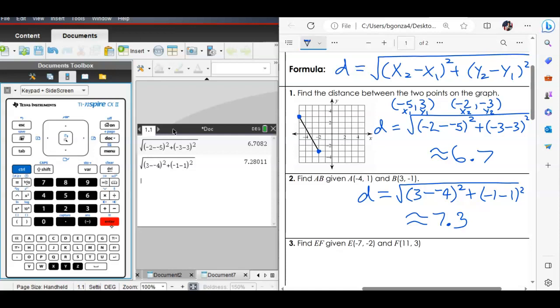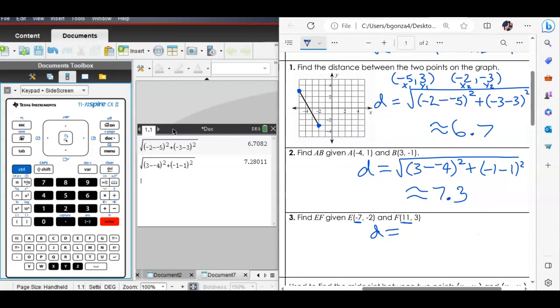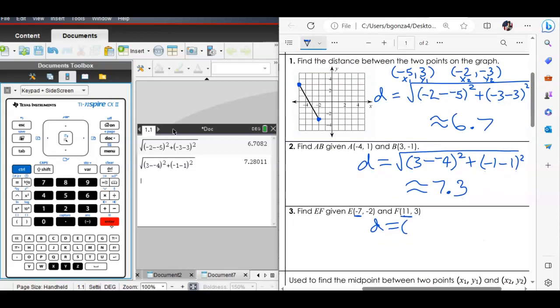All right, you should have done it, hopefully, already. So distance, again, x2 is this one, minus x1 is this one. So can't forget the big old square root. 11 minus negative 7 squared plus y2 minus y1 is 3 minus negative 2. Both of these have minus negatives. That's crazy. But could you type it in and get your answer?